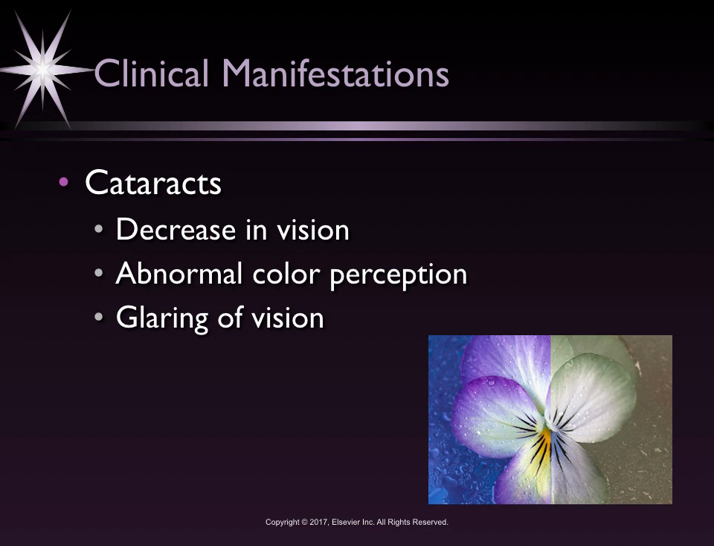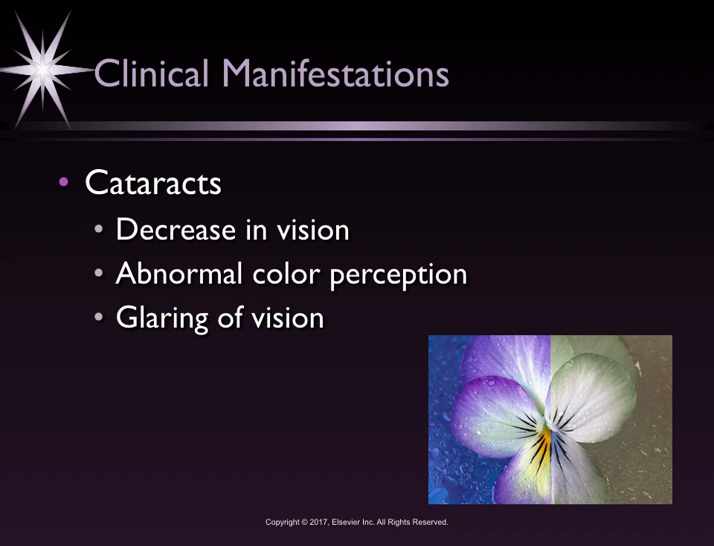Cataracts cause a decrease in vision, and it can cause an abnormal color perception. So as you can see in this picture, this would be somebody with normal vision on the left and somebody who had a cataract on the right. So if you think about the lens being clouded over, it's not going to let the light that tells us about color intensity in as strongly as it does normally. So you would see a less intense color.